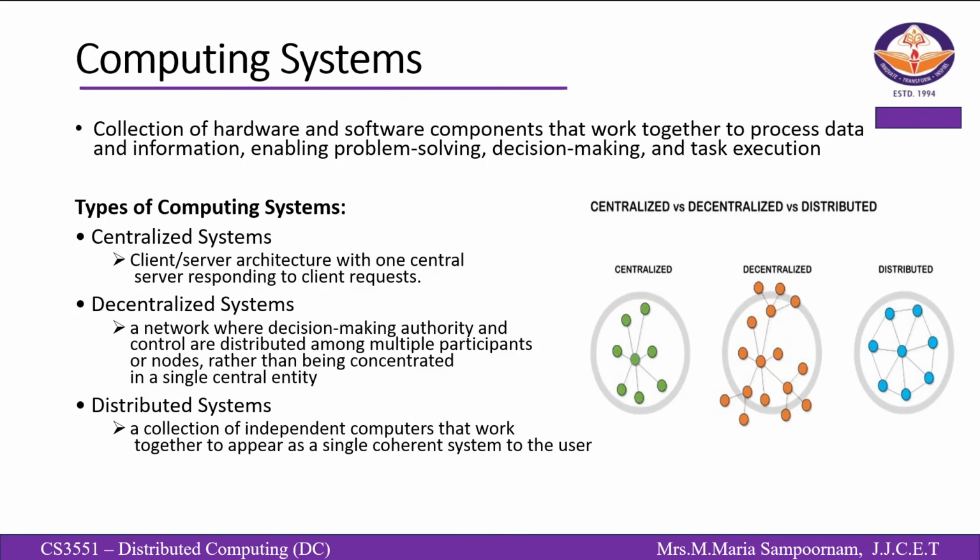So there are three types. Centralized systems: a single powerful computer handles requests from many clients, for example, a school office handling requests from all classrooms. The second is decentralized system: control is distributed among multiple systems, not just one. For example, a group of friends working together without one leader, everyone contributes.